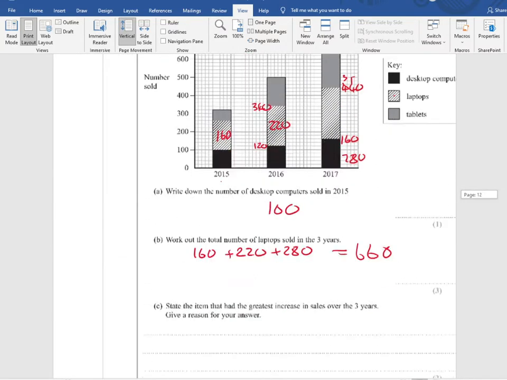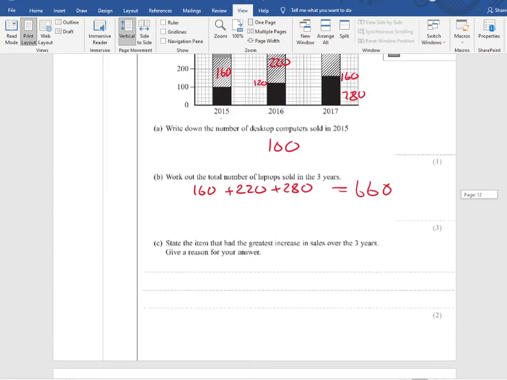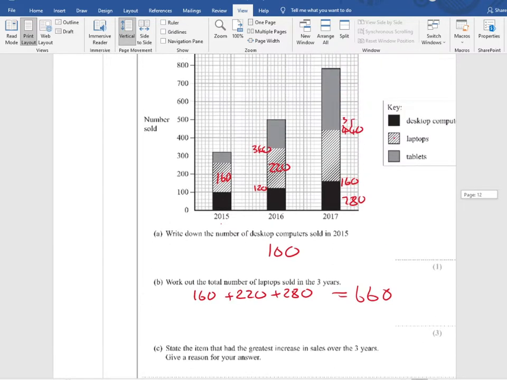660. State the item that had the greatest increase in sales. This grey one looks the best, doesn't it? Tablets. Okay, so tablets. And give a reason. They almost doubled. Doubled every year.